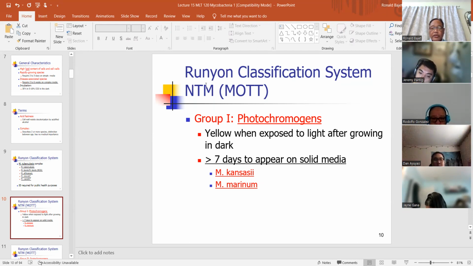So it turns yellow when you open the door and it's exposed to light. When the door is closed, it's not yellow, just so that you understand. Once you open the door, then it turns yellow. Those are the photochromogens, and they grow in greater than 7 days.